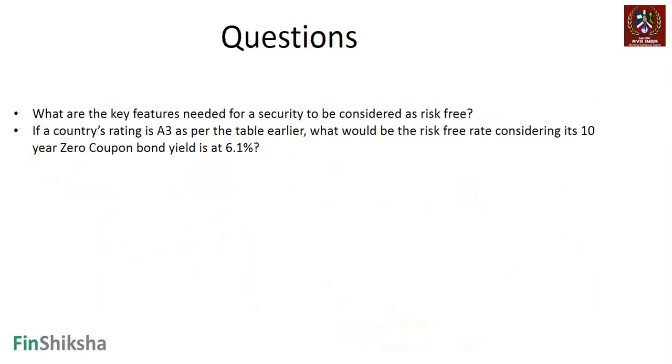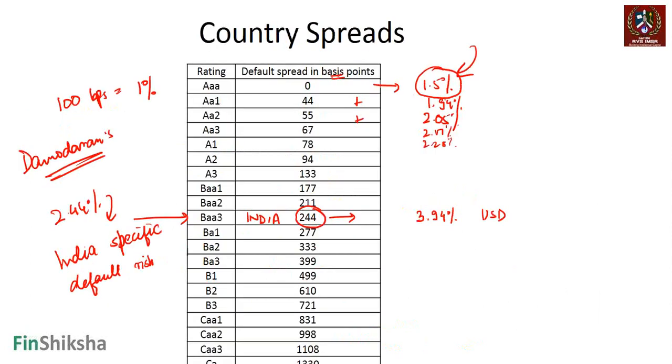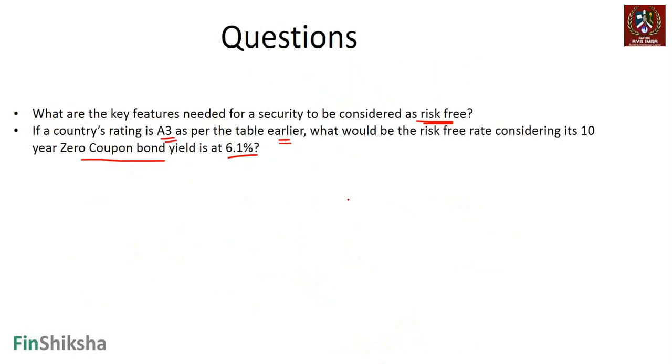Let's finish this particular section with a couple of questions. What are the key features needed for a security to be considered risk-free? What are the salient features of a completely risk-free security? And if a country's rating is A3 as per the table earlier, what would be the risk-free rate if the zero coupon bond yield is at 6.1%? Local 10-year zero coupon bond is 6.1%. Rating is A3. So we are looking at this table here. A3, 133 basis points. That's the question. How do you find the exact risk-free rate for this particular country?